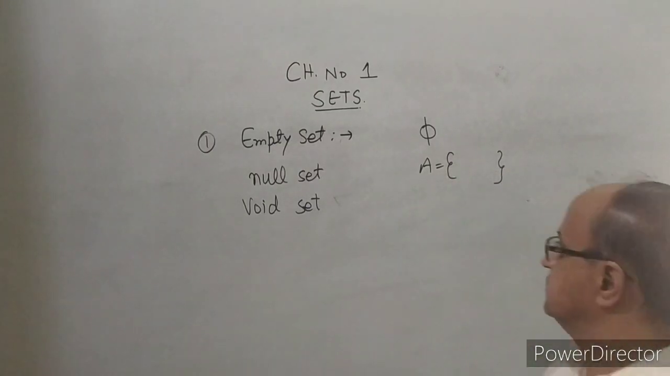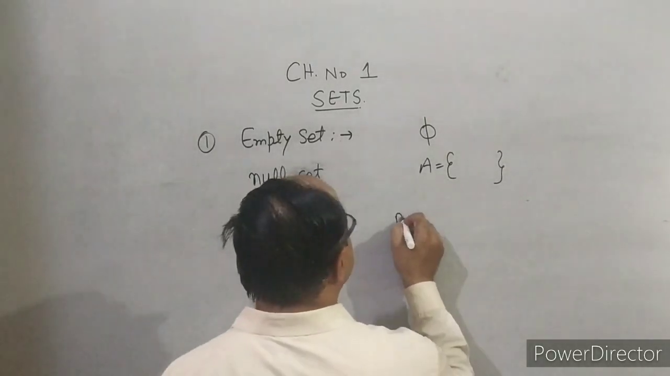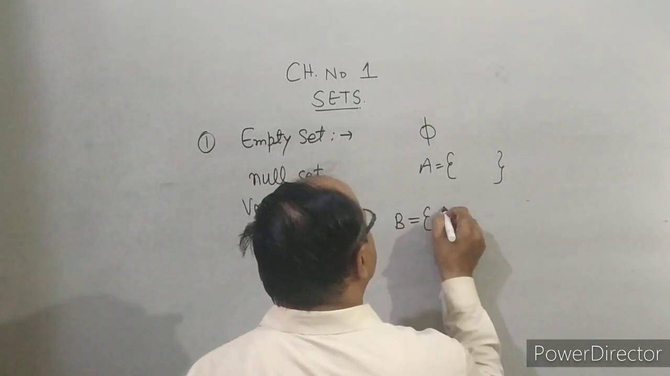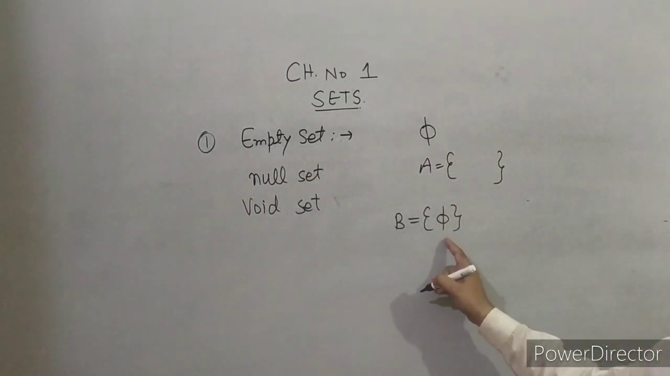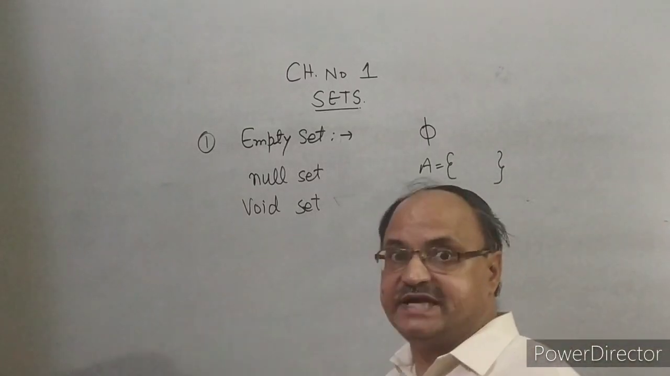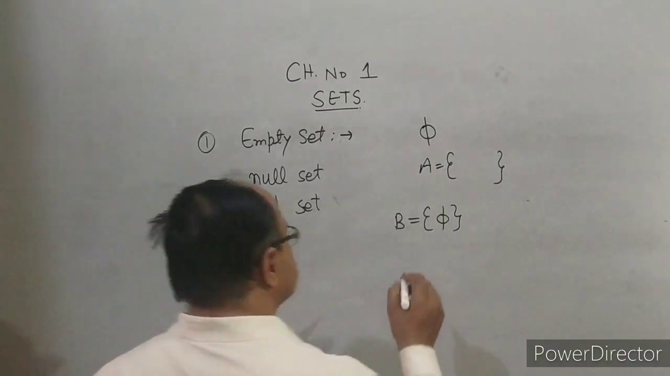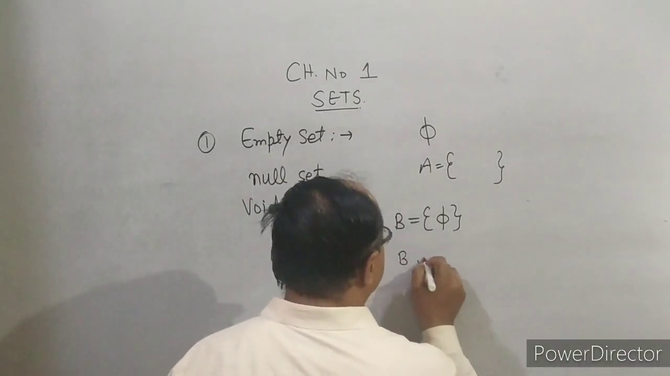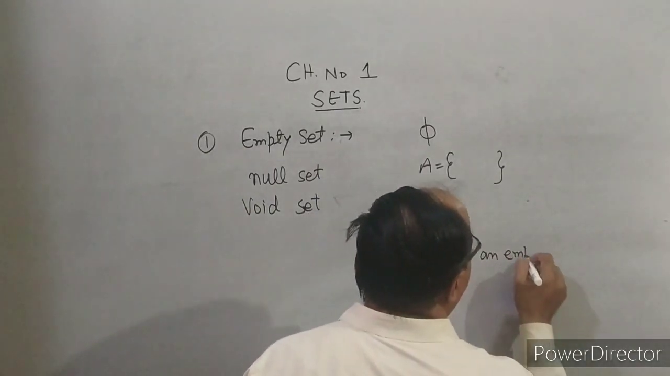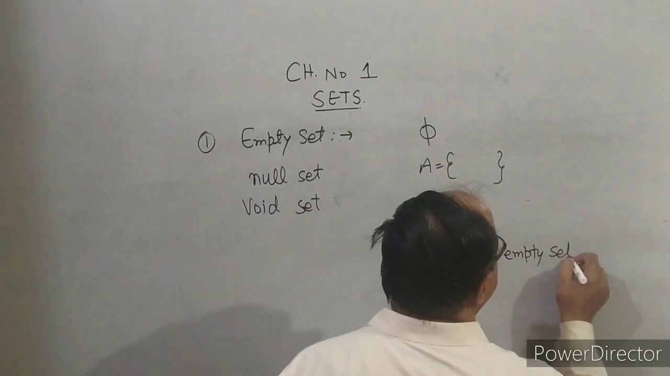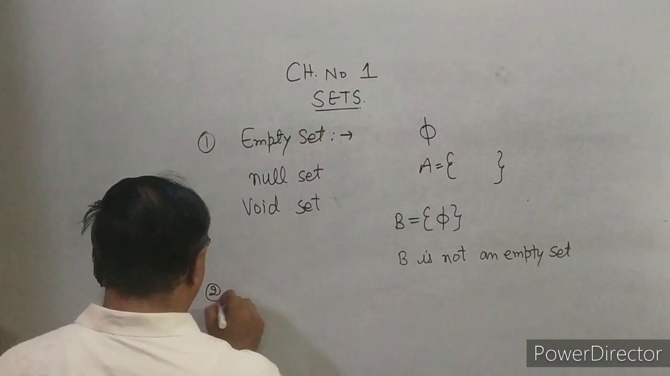This is also an example of an empty set. Clear? Can you tell me this? This is not an empty set, because in this set phi is an element. Therefore you can say B is not an empty set. Correct? Second, finite set.